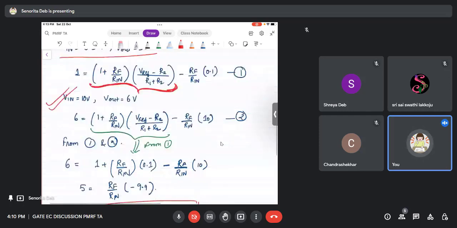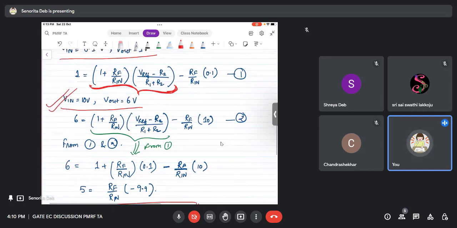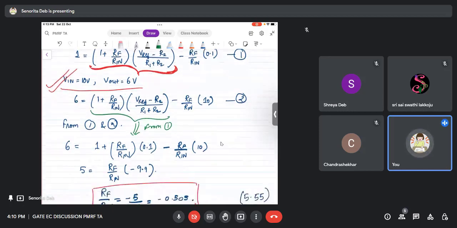In the second equation, I am directly putting from 1 this entire value of 1 plus Rf by Rn into Vref minus R2 by Rn1 plus R2. I have directly put it, you can see, right? This value here, directly put it. And therefore, easily you can solve.